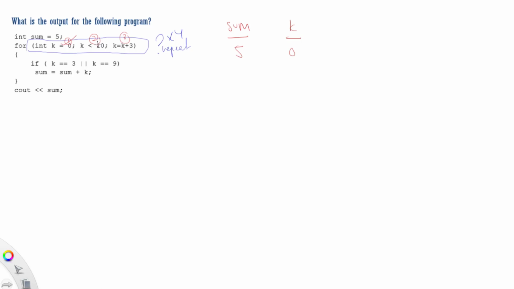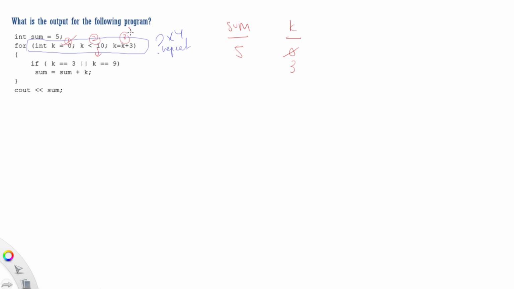So is 0 less than 10? Yes, so then we can go inside. If k equals 3 or k equals 9, you will check your k. Is k equals 3 or 9? No, so it will not go here. There's no more statement, so it will go back up. This is when you read your update. So k equals k plus 3. From 0, 0 plus 3, you'll become 3.